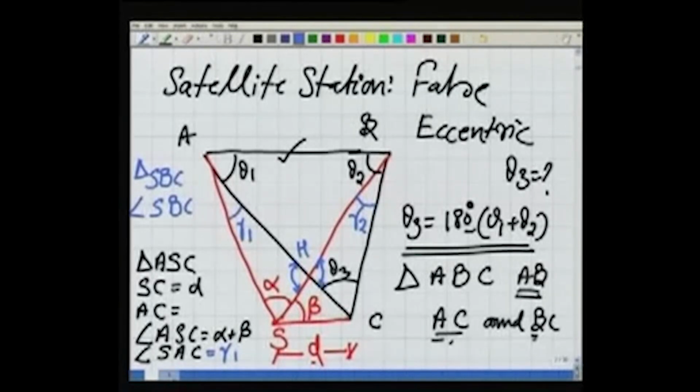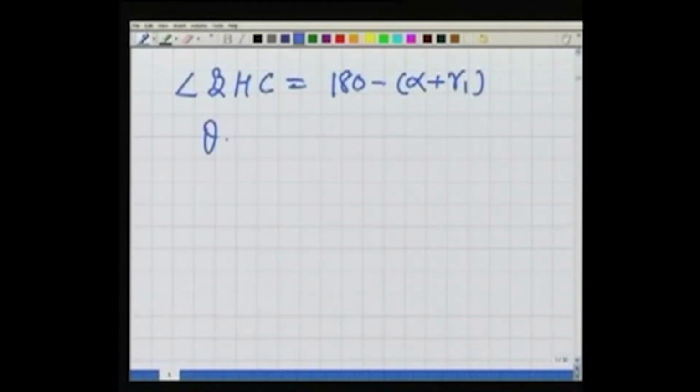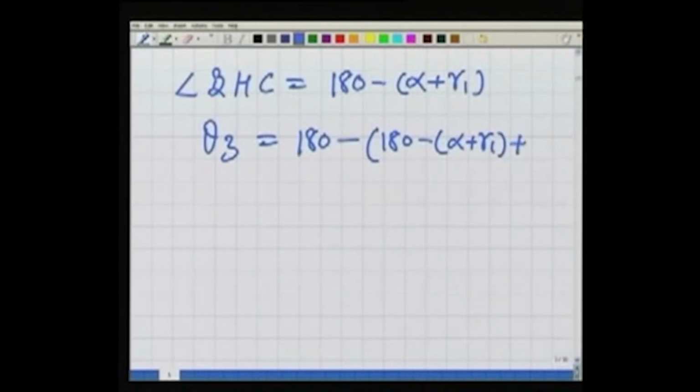Well, if we know this angle BHC, I can now compute the value of angle ACB, or theta 3, directly. So theta 3 can now be computed. Theta 3 will be 180 minus alpha plus gamma 1 plus gamma 2. So this entire thing can be reduced to alpha minus gamma 1 minus gamma 2.